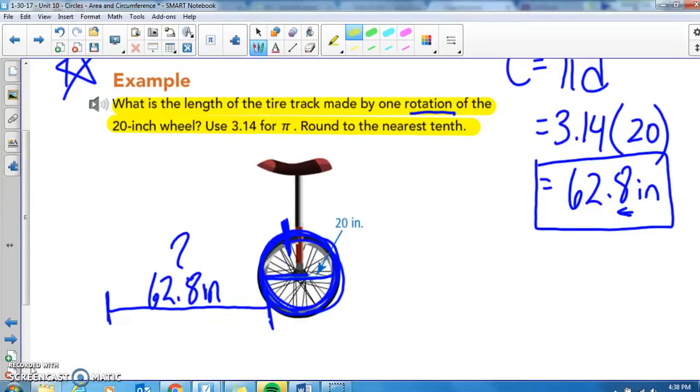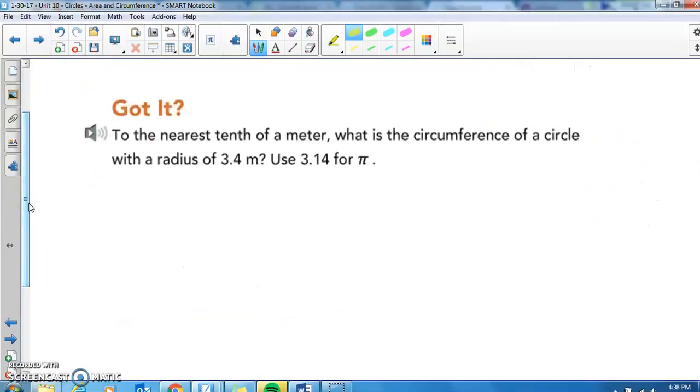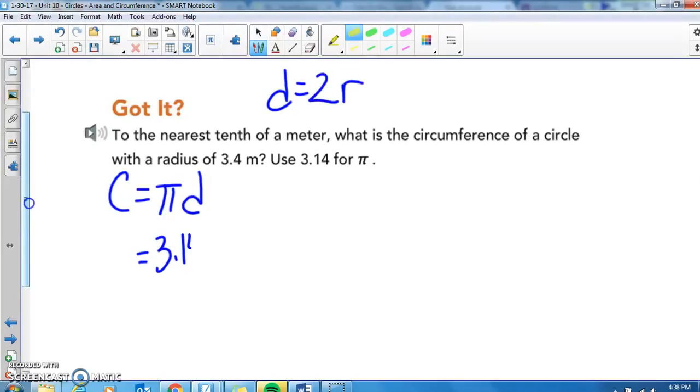All right, let's move on now to the next question. It says, to the nearest tenth of a meter, what is the circumference of a circle with a radius of 3.4? Use 3.14 for pi. So our formula is circumference equals pi times diameter. We know the diameter represents 2 times the radius. In this particular problem, we have to use 3.14 for pi, and it says our radius is 3.4.